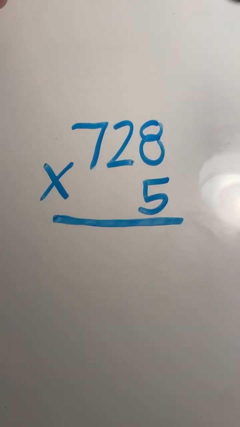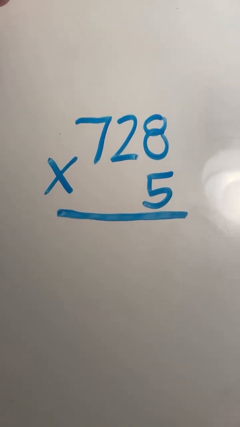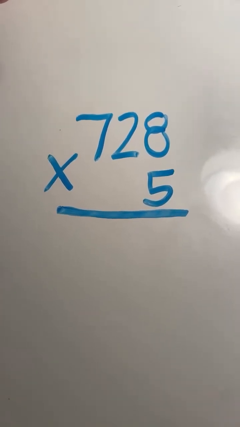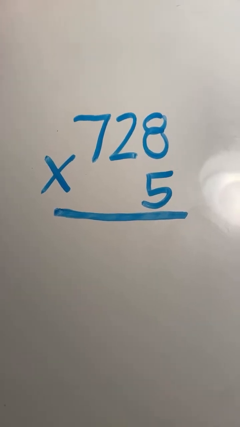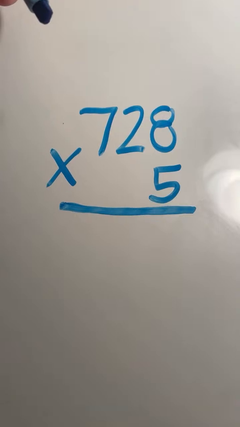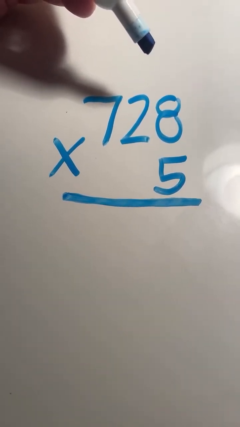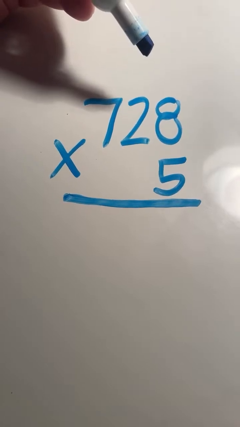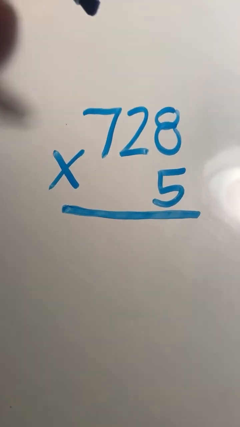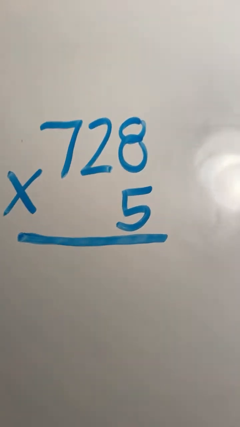So this video is going to focus on 3-digit by 1-digit multiplication. 728 times 5 is our first example problem, and I'm going to go through step by step how to solve that problem. So when you see a problem like this, I want you to think of it as 3 separate single-digit multiplication problems where you would group whenever the product is 10 or more. So we're going to start out simply by multiplying 8 times 5.